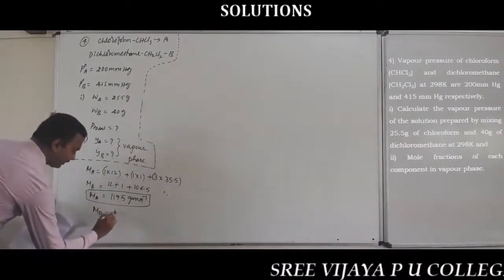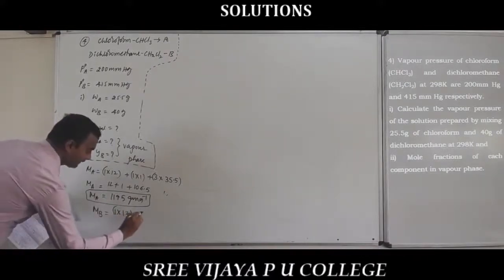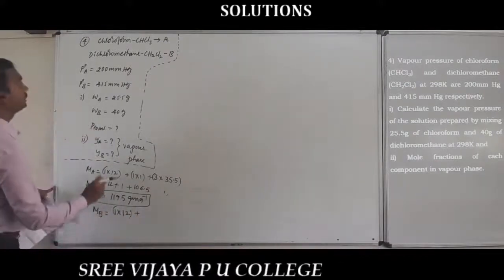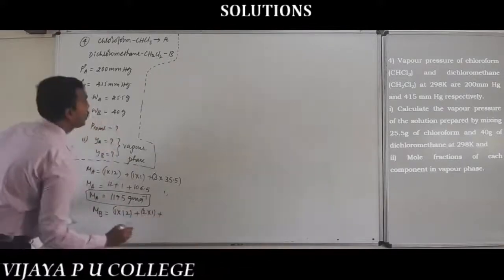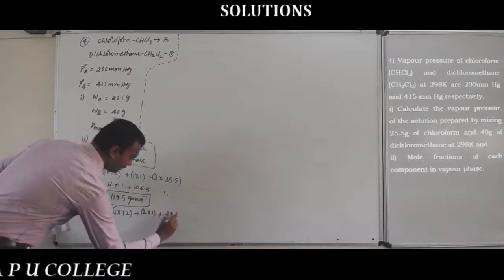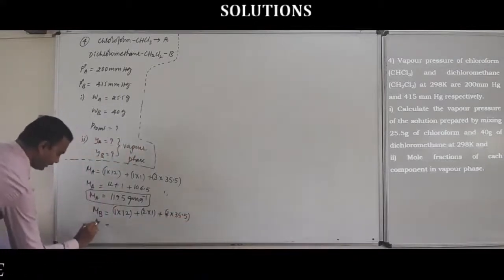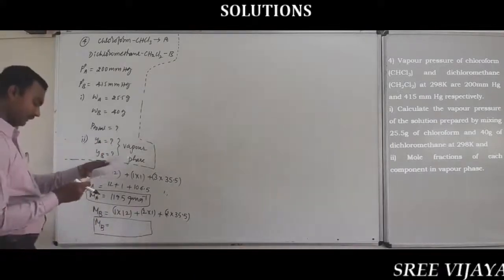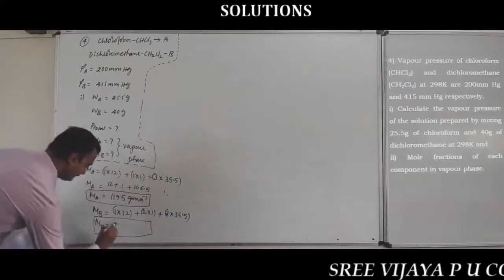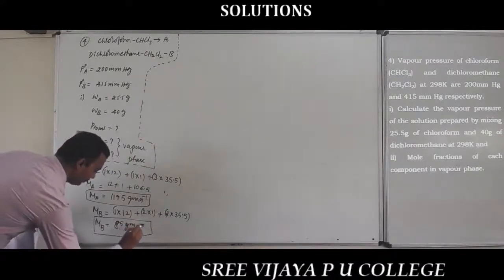dichloromethane. That is dichloromethane, one carbon is there. So 1 into 12 plus, hydrogen is there, that is 2 here. So 2 into atomic mass 1, plus chlorine, that is 2 into 35.5. So total, what is the molecular mass of component B? That is for dichloromethane, that is about 85 gram per mole.